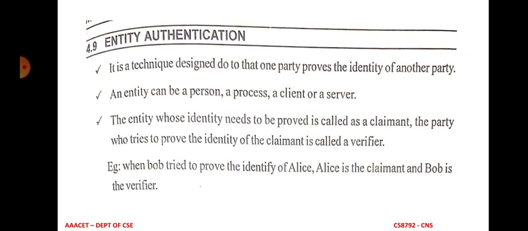For example, when Bob tries to prove the identity of another person, Alice, here Alice is the claimant and Bob is the verifier. The person whose identity is to be proved is known as the claimant, and Bob is the verifier. The person who is going to verify is called the verifier, and the person who is going to prove the identity is known as the claimant, right? Here Alice is the claimant and Bob is the verifier. So this is entity authentication.